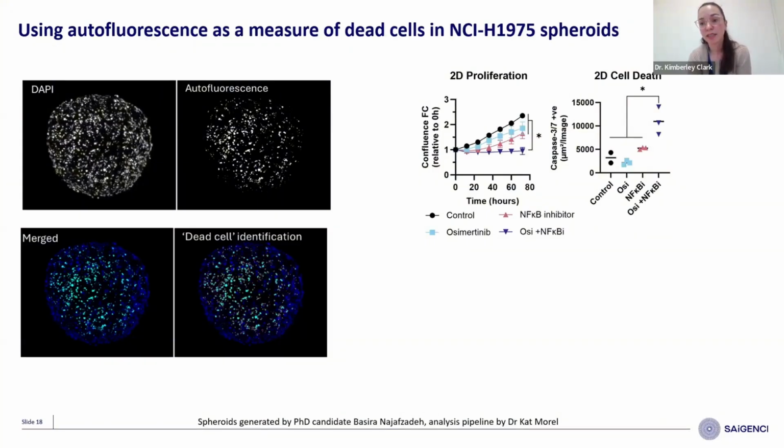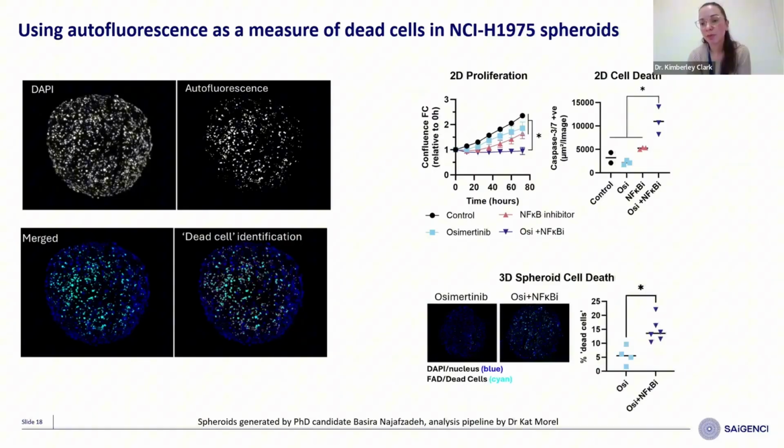We're basically looking to see that our combination treatment is more effective than our individual treatments alone. In 2D culture, that looks great. It's very easy to assess, and we can use caspase to analyze that. And what we've been able to show is that when we translated this into the 3D spheroid cultures, we could actually use this autofluorescence as a measure of that, and it nicely aligns with what we were seeing in the 2D cell culture.